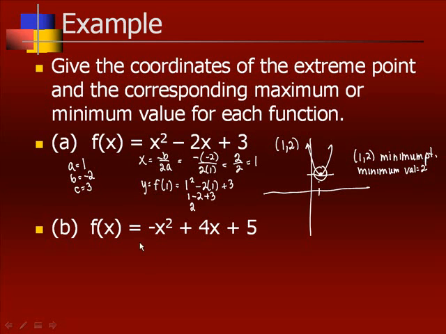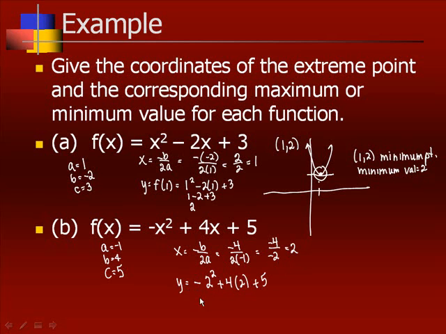Okay, let's do another one. a is negative 1, b is 4, and c is 5. So the x value is negative b over 2a, so that would be negative 4 over 2 times negative 1, which would be negative 4 divided by negative 2, which is 2. For your y value, you plug in 2, so that's negative 2 squared plus 4 times 2 plus 5, which would be negative 4 plus 8 plus 5. Well, negative 4 plus 8 is 4. 4 plus 5 is 9.